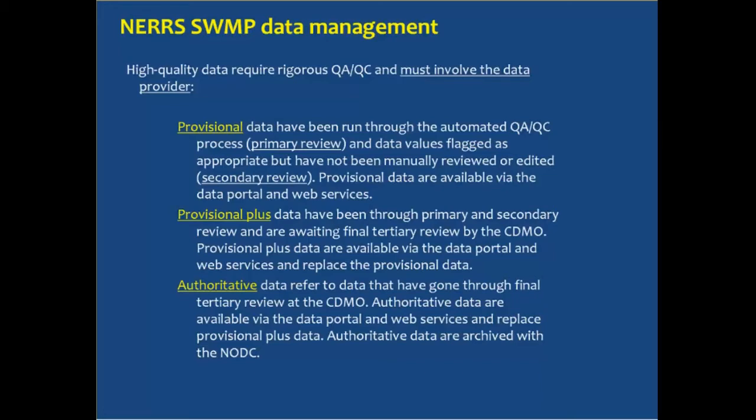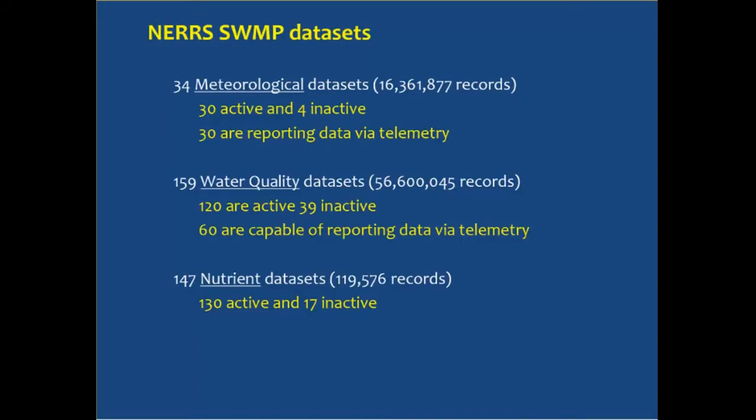is the primary review. Then we have provisional data, where we have brought in the individual reserves for the second level review. And then we have our authoritative data. Once we are absolutely sure that we have reviewed each and every data point and have documented whether we have data omissions, errors, anomalies, etc., all of that is well documented for all of our SWMP data.